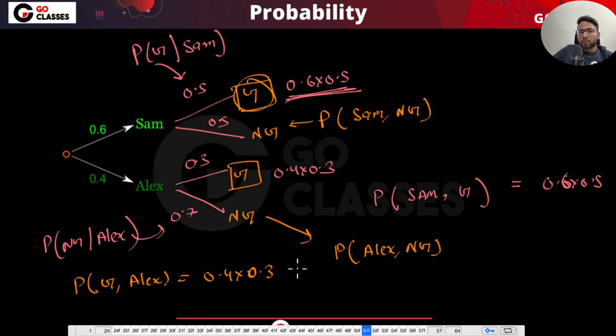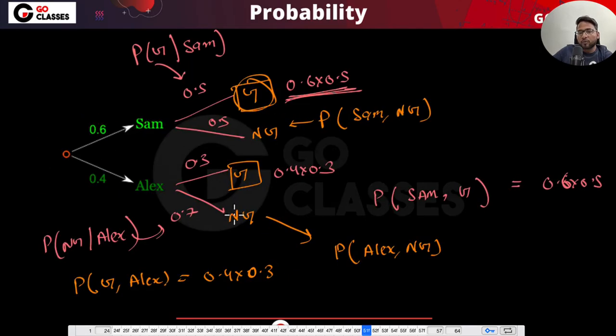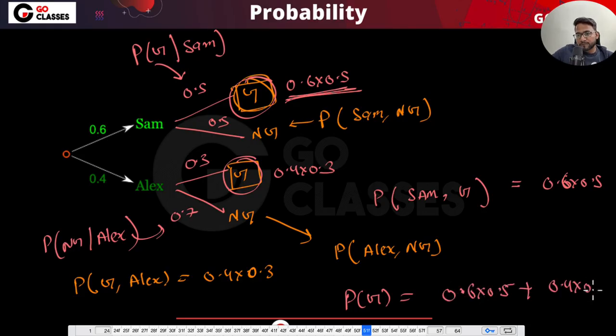Now if I just ask you, what was the question, what is the probability of you being the goalkeeper today? If they ask you the probability of you being a goalkeeper, just mark all the nodes which have the goalkeeper and add all the probabilities. So it will be 0.6 into 0.5 plus 0.4 into 0.3, right? So this is the probability of you being goalkeeper.